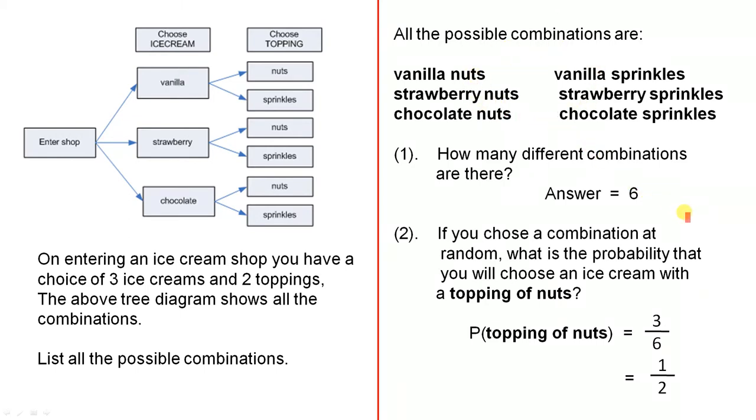So if you chose a combination at random, what is the probability that you will choose an ice cream with a topping of nuts? Well, there's one possibility there. There's another one. And there's another one. So of the 6 total possibilities, 3 of them are nuts. So it's 3 out of 6, which is 1 over 2. So the probability of picking an ice cream with a topping of nuts is 3 over 6, which is a half.